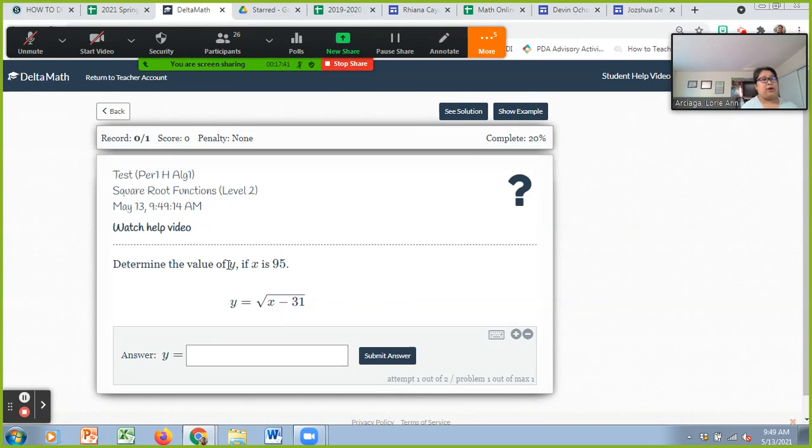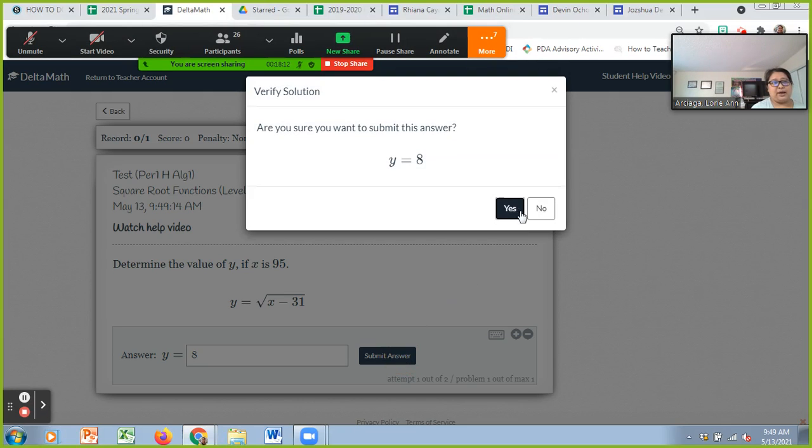Okay, next one. Determine the value of y. This time, x is 95. Oh no, my writing thing is not working. So you plug in 95 first, but 95 is not a perfect square, right? But if you subtract 31 from 95, it will become 64. So what's the final answer? It's 8. Very good, because 95 minus 31 is 64, and then you get the square root. That's perfect.